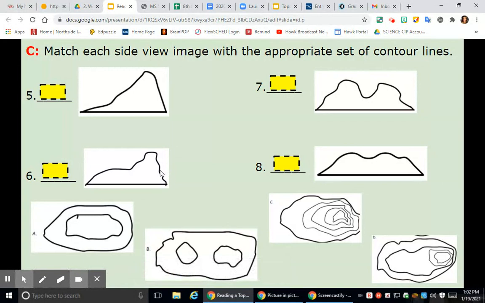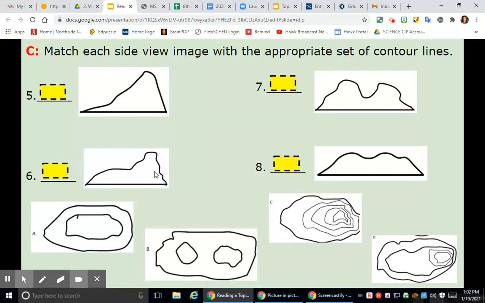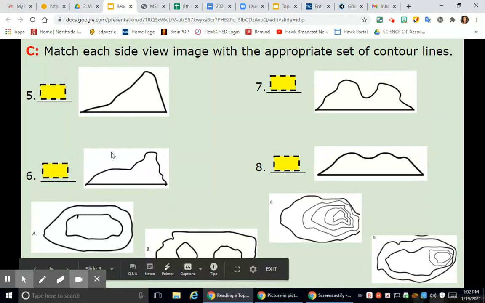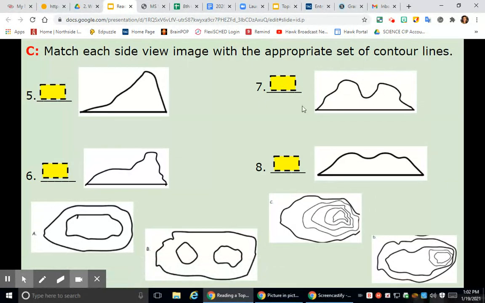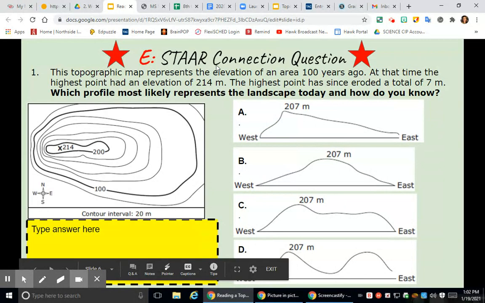Okay, so I'm thinking that this would be D, and then this would be C. You have very widely spaced contours representing the gentle slope, and then your contours are close together representing steep. And then here you have a large flat area, so D would fit that one. Let's see, on 7 I see 2 peaks, so that's a dead giveaway there. So letter B would fit here. And then we just have a gentle slope would be A.